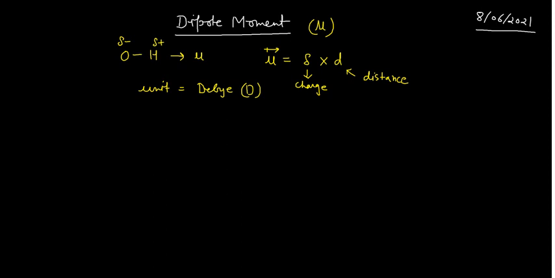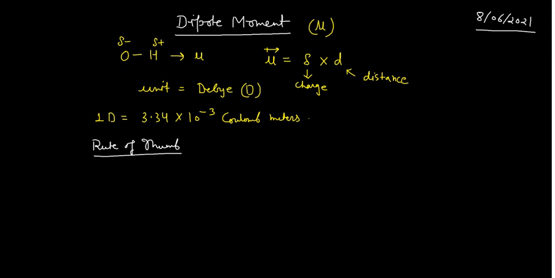Okay, and here is a very important relation which you can note. 1 debye equals 3.34 into 10 raised to the power minus 30 coulomb into meters. Coulomb into meters. Okay, and there is a very straightforward rule of thumb, so I can write it here. Rule of thumb. What is that rule of thumb?